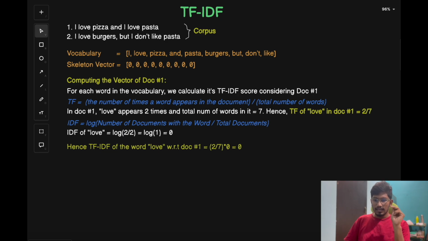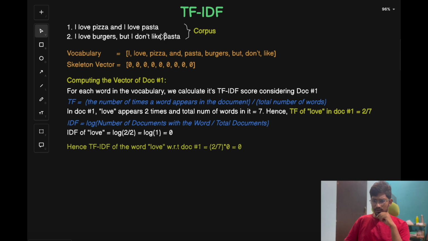Let's say we have two documents. I love pizza and I love pasta. This is my document number 1 or sentence number 1 in our data set. And we have a second document, I love burgers but I don't like pasta. So this is our corpus or data set or document set.